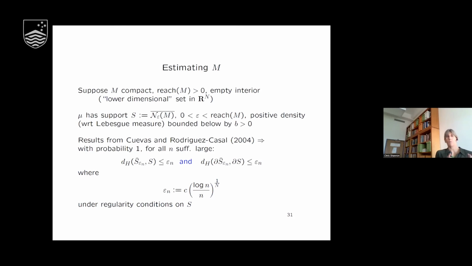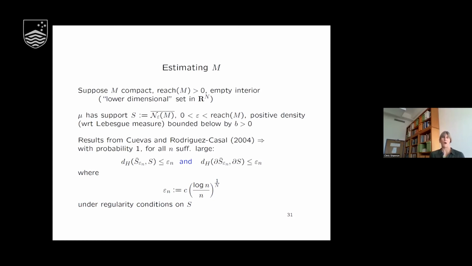Okay, so their question in general is to give conditions under which, with probability 1, so almost surely, for n sufficiently large, the Hausdorff distance between the estimated set and the set is less than or equal to the constant epsilon n. And in addition, the Hausdorff distance between the boundary of the estimated set and the boundary of the actual set is also less than or equal to the same epsilon n for an appropriate choice of these constants epsilon n. So here, the appropriate choice is some constant scalar of a power of log n over n.